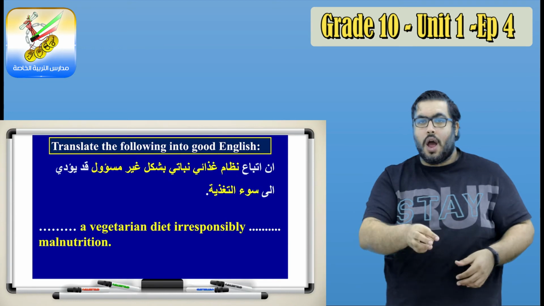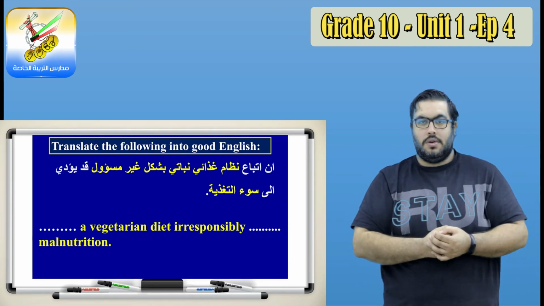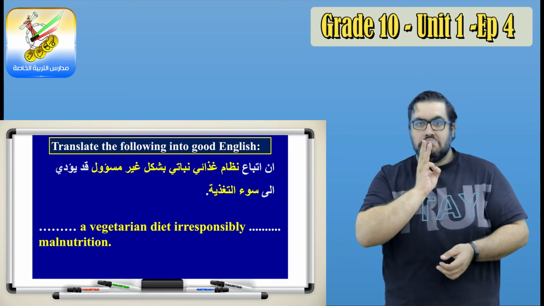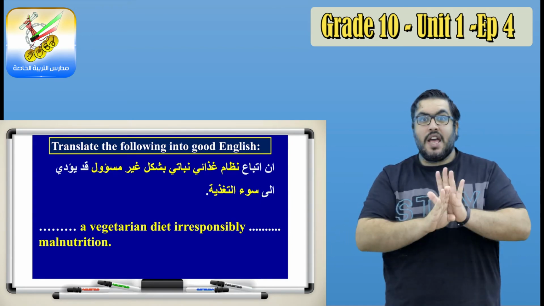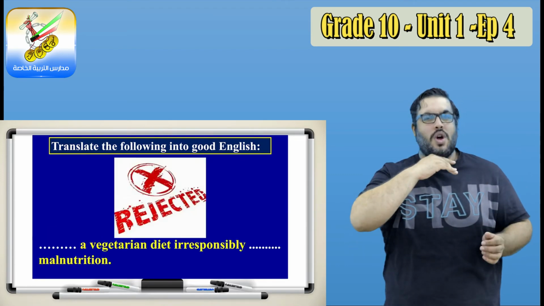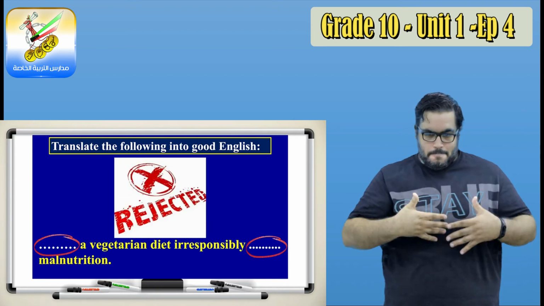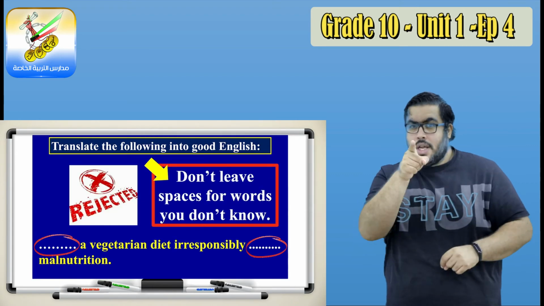So here we have a vegetarian diet, irresponsibly blank, and then malnutrition. Again, be careful. Don't leave blanks in your sentence or your translated sentence. Is this acceptable? Of course not. It's rejected. We have missing words here. So let's go back and try to figure out what these missing words are and what's the best translation for them.